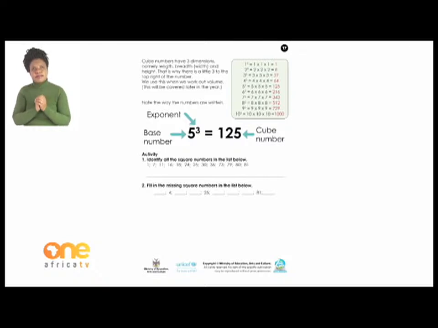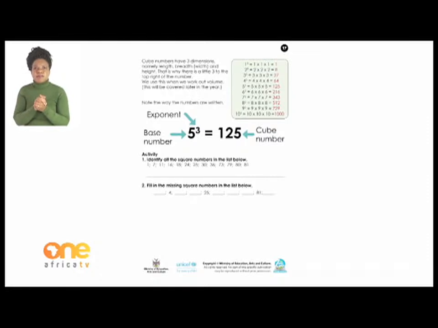That is why there is a little 3 to the top right of the number, which that 3 is also called the cube. We use this when we work out volume. This can also be covered a little bit later. Note the way the number is written. There is an exponent, which is 3, which is also the power. There is also the base, which is 5, and the product or the cube number, which is 125.